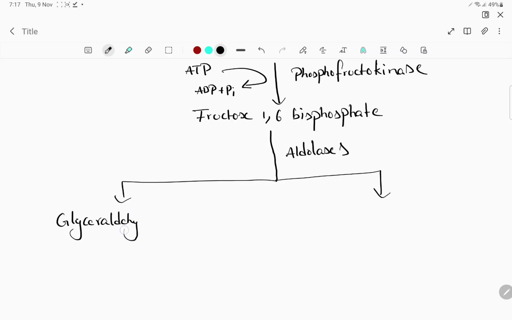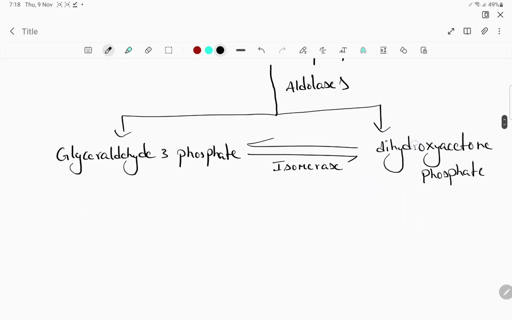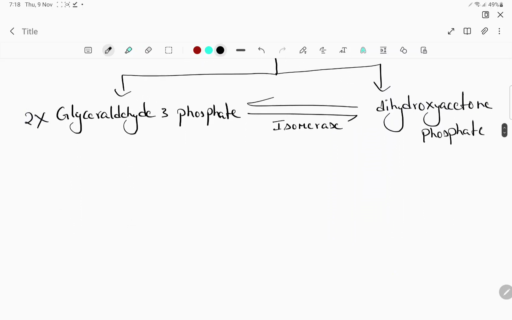Glyceraldehyde 3-phosphate and dihydroxyacetone phosphate. Right? And here, it is a reversible reaction. Here the enzyme is isomerase. And next, now we got 2 glyceraldehyde 3-phosphate.